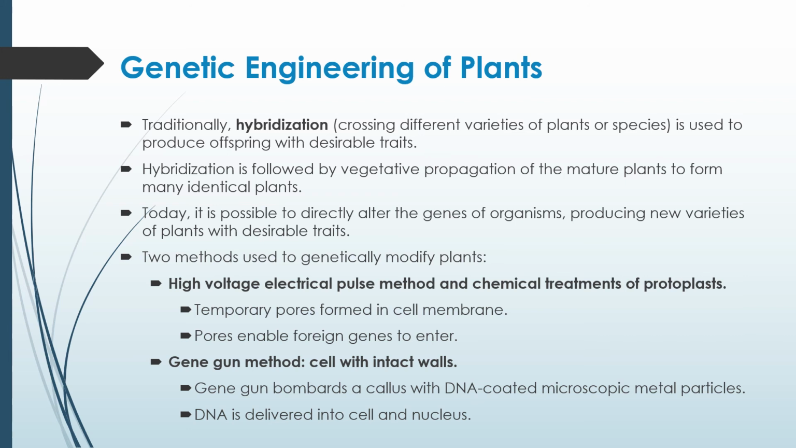So this hybridization could actually occur in a laboratory setup, pero pwede din siya na natural hybridization, 'di ba? With the help of pollinators, posibleng mangyari 'yon. Kaya nga nagkakaroon tayo ng mga polyploid na plants. Okay? So today, it is possible to directly alter the genes of organisms, producing new varieties of plants with desirable traits. And we commonly know this as GMOs, okay, or the genetically modified organisms.